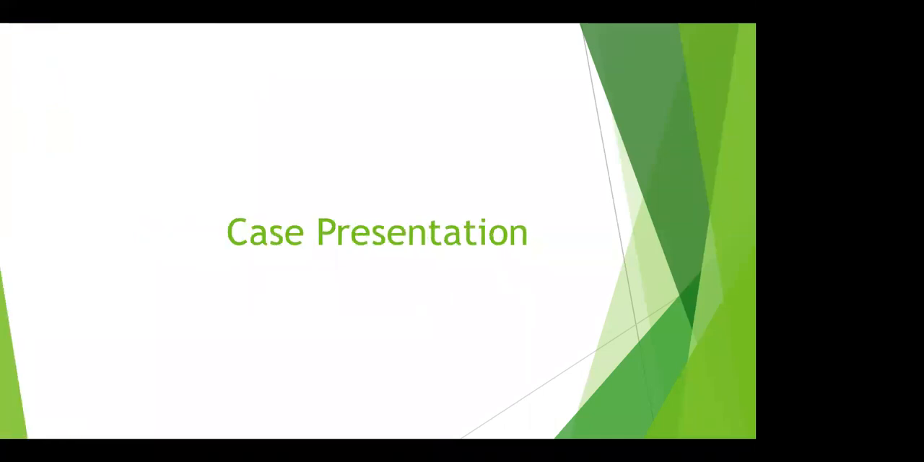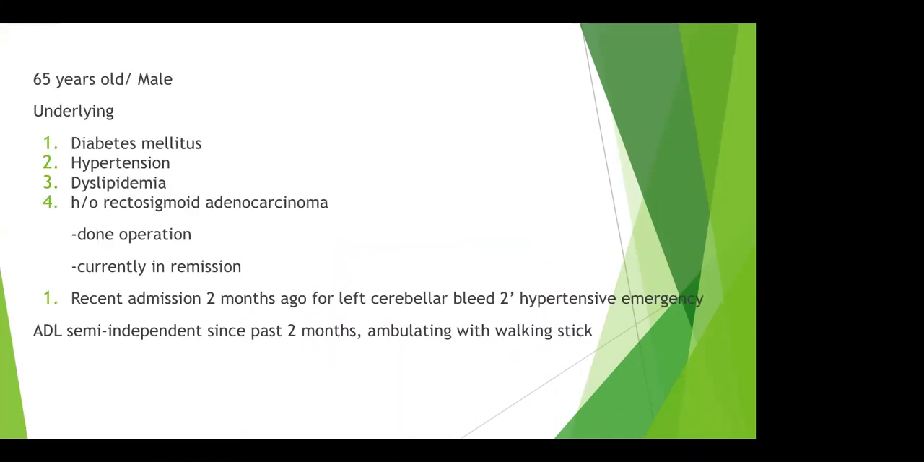So we will start off, as usual, with a case presentation. The case I'm going to present today is a 65-year-old gentleman with multiple comorbidities: diabetes, hypertension, hypercholesterolemia, and a history of rectosigmoid adenocarcinoma, status post operation and in remission.